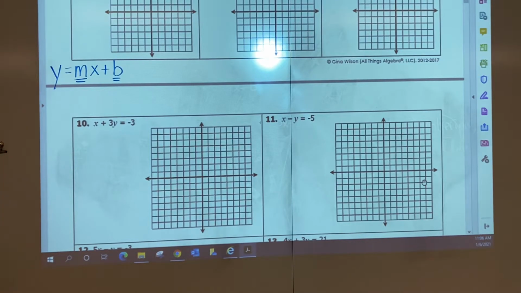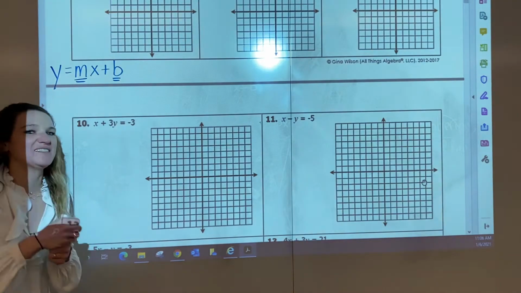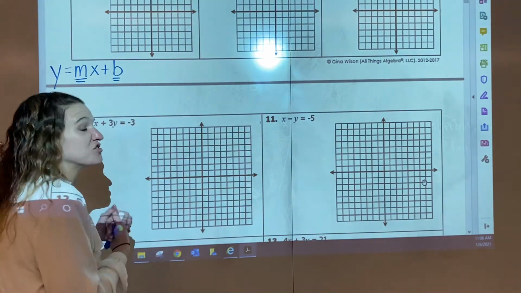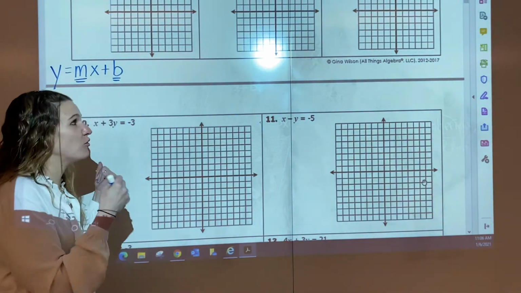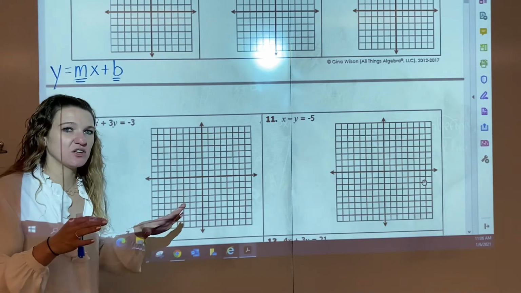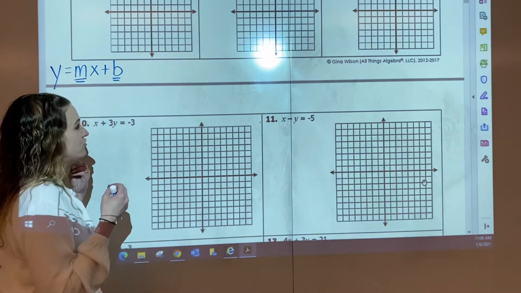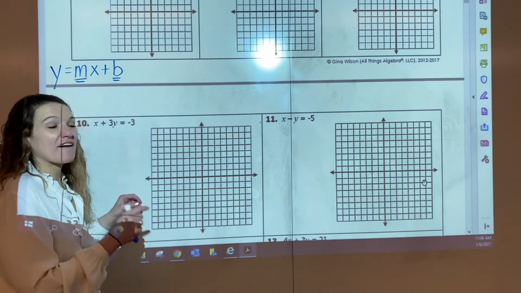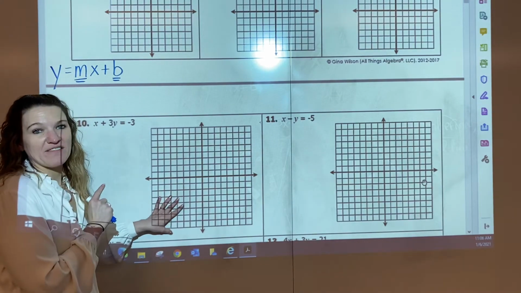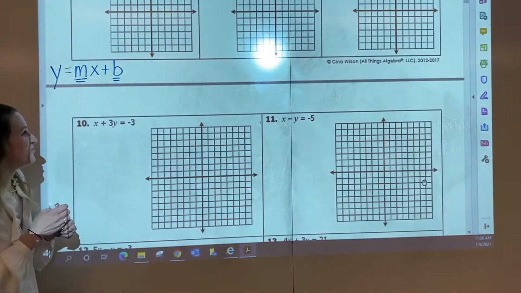It's Mrs. Koblitz again, and we are continuing with these notes of graphing our lines in slope-intercept form. Now before, we were very lucky, they gave it to us in slope-intercept form, but now we're going to have to use that skill of solving for y first before we can graph it. So let's get started on our first equation.